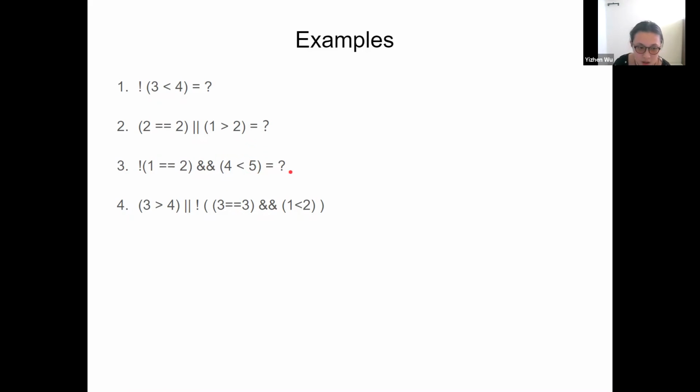As for the last one, it's a bit more complicated, so I'm gonna go over it. So let's look at the left side. 3 is greater than 4. That's false. We all know it. But then on the right side, let's see if this is true. So we go to the innermost parentheses first. 3 is equal to 3. That is true. 1 is smaller than 2. That is true.